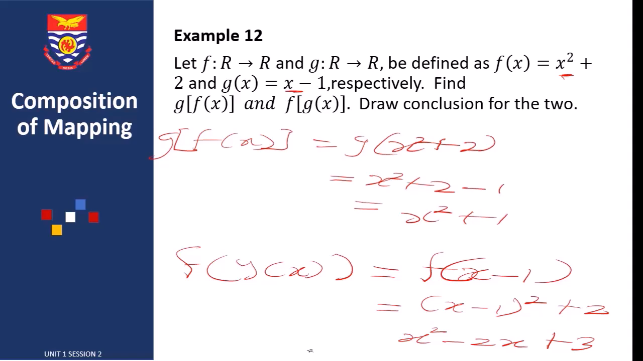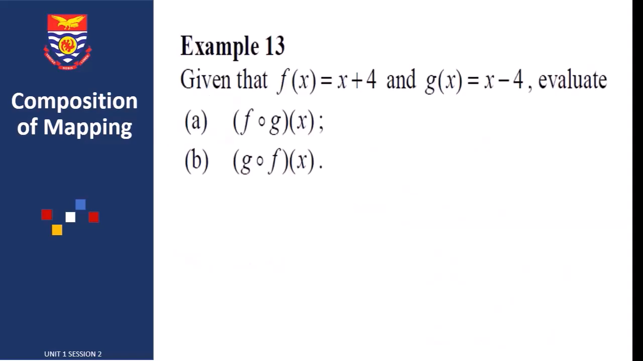Good. Let's look at the next example. Given that f of x equals x plus 4 and g of x equals x minus 4, now I want to evaluate f of g of x, g followed by f. Now I put x minus 4 into f of x. So you are going to put this function here. So I get x minus 4 plus 4. And what is the answer? I get x.